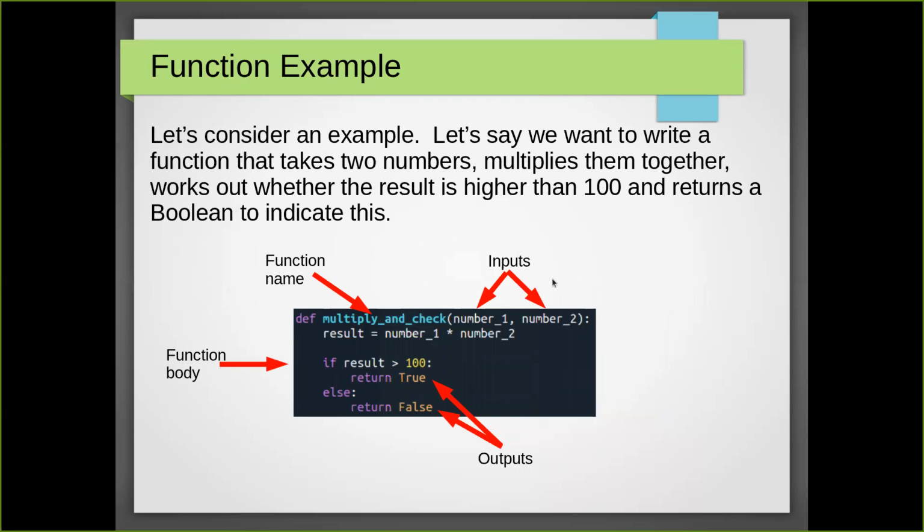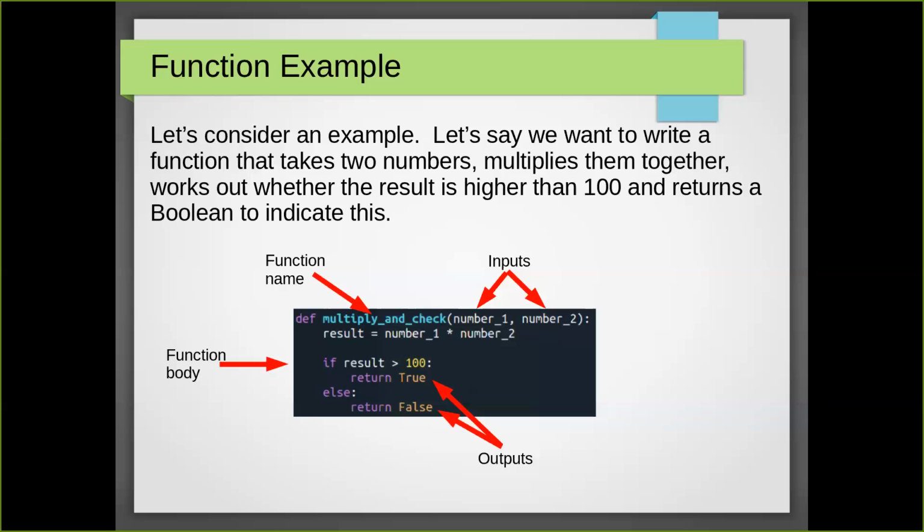So that defines the function, but nothing will be done. So if we write that in our program, Python will nod sagely and say, great, thank you. I now know what to do when you tell me to multiply and check. But it won't do anything. It won't do the function body yet.